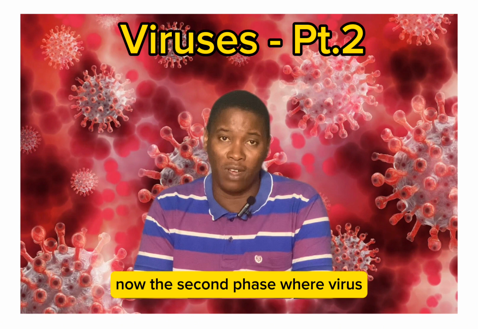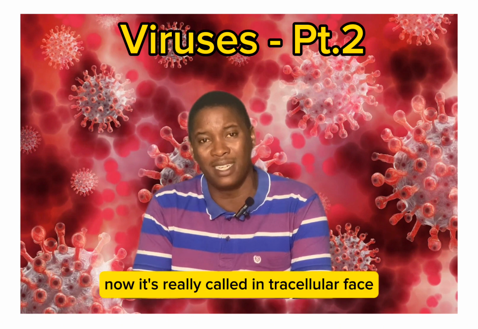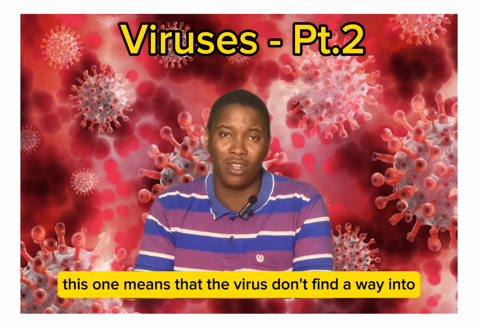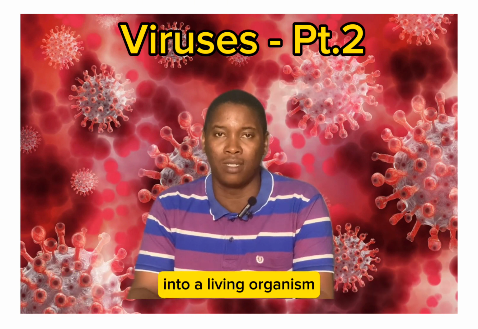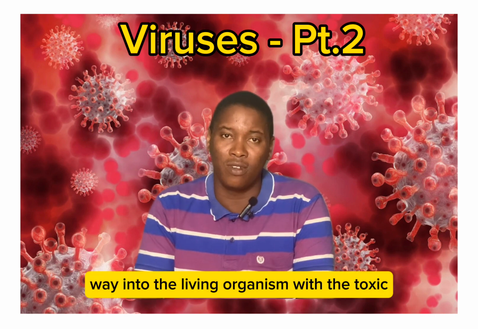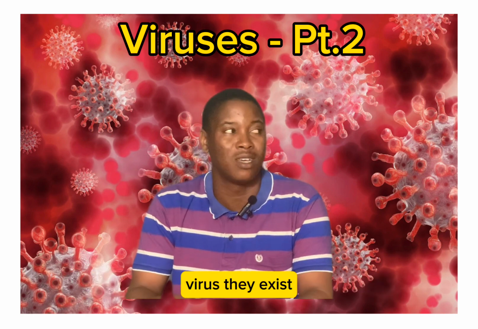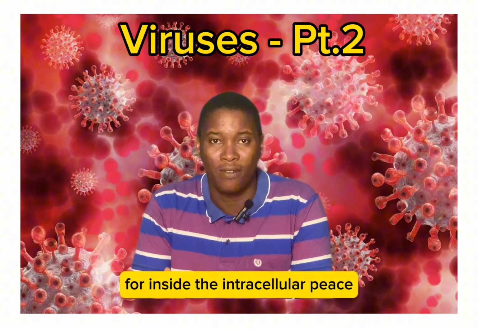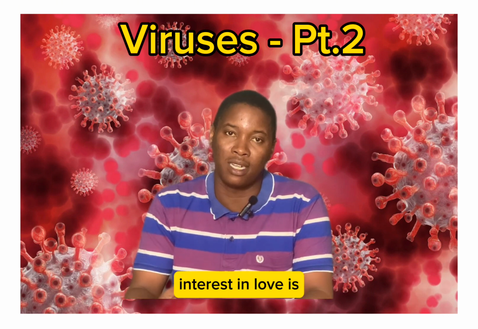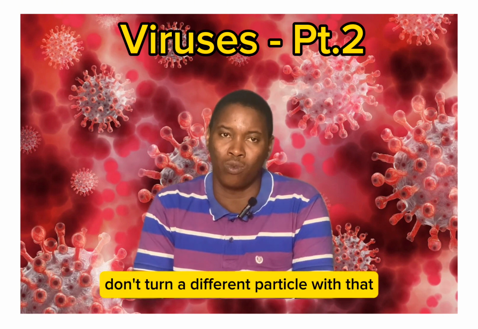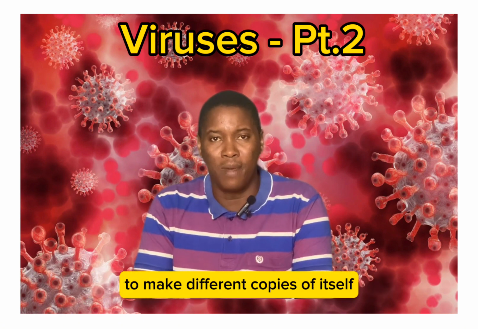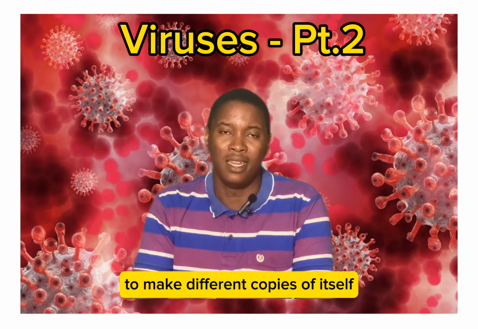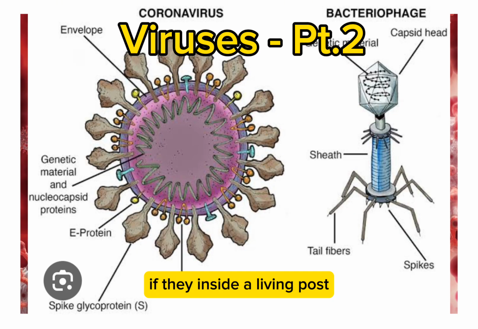Now, the second phase in which a virus can exist is what we call the intracellular phase. This means the virus has found its way into a living cell, into a living organism. If the virus finds its way into the living organism, we say that the virus exists in the intracellular phase. At that time, it becomes a different particle, with the capability to divide and make copies of itself. It is very active when it is inside a living host. This is important to note.